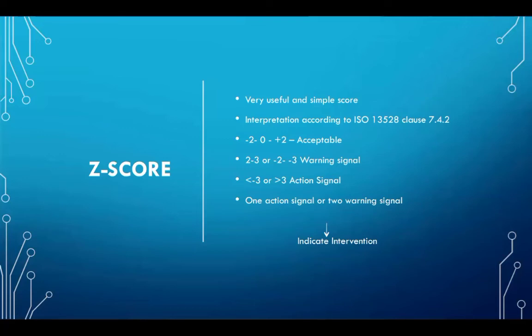What is Z-score? It is used to evaluate a lab's quantitative result in a scheme. Between -2 to +2 is acceptable, 2 to 3 or -2 to -3 is a warning signal, less than -3 or more than 3 is an action signal. One action signal or two consecutive warning signals indicate intervention.